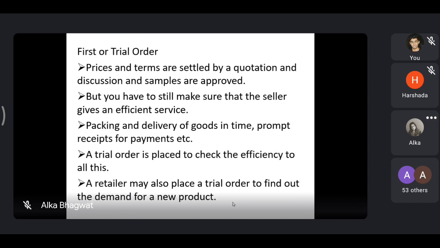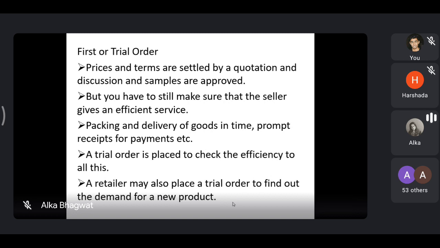Okay. Now, what is a first or trial order? Any kind of prices and terms which are settled by a quotation and discussion and samples approved. But you will still have to make sure that the seller gives an efficient service. Packing and delivery of goods in time should be prompt, and receipts for payments. A trial order is placed to check the efficiency of all this, and a retailer may also place a trial order to find out the demand for a new product.